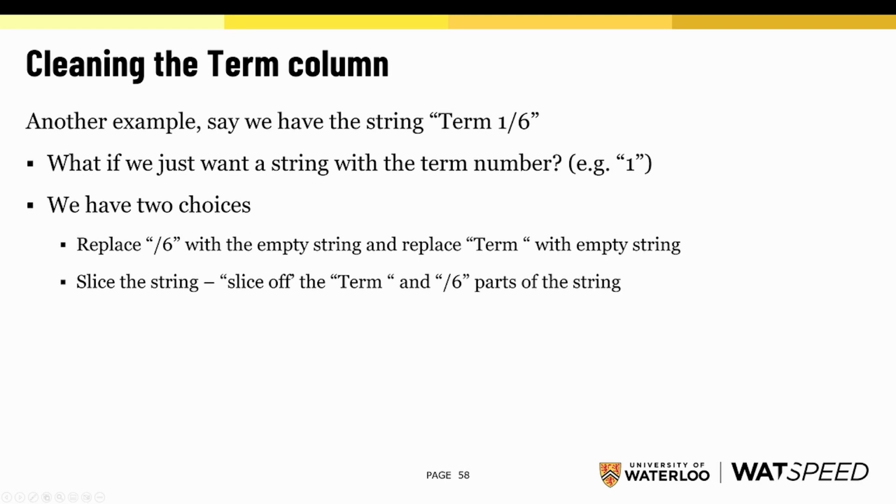Now we've got a couple of choices on how to clean this data. We could replace the over 6 string with the empty string and replace the term with a space with an empty string. Or we can try something called string slicing, where we slice off the term and the 6 parts of the string and just leave the term number. What do we mean by slicing the string? Well, let's take a look at what strings actually are under the hood.